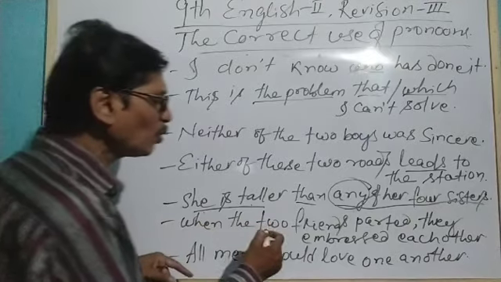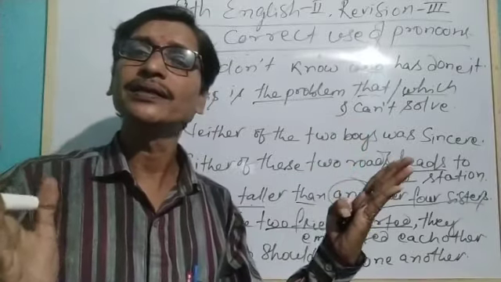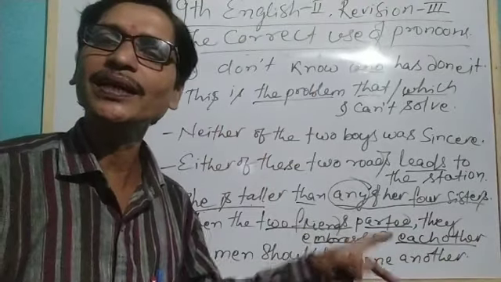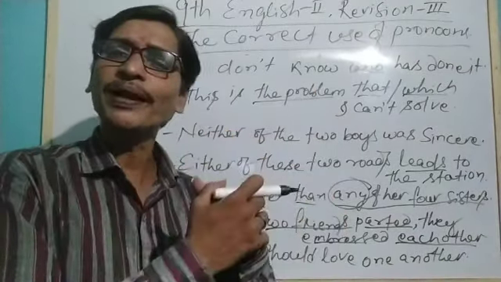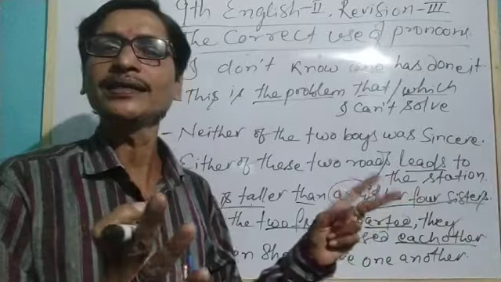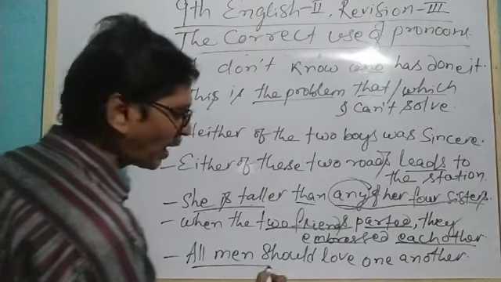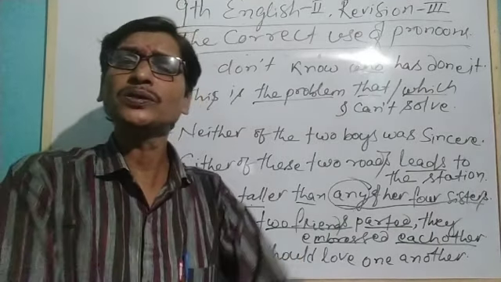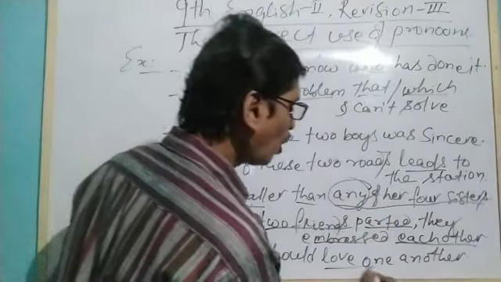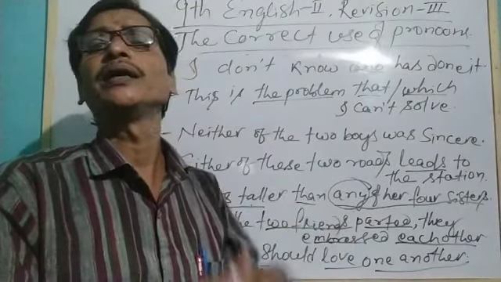Similarly, when the two friends separated, what happened? They embraced each other. This each other involves two persons. They embraced each other while they were parting away from each other. Similarly, all men should love one another. All men refers to lots of people. Everyone, all the people should love one another. This one another involves more than two persons.